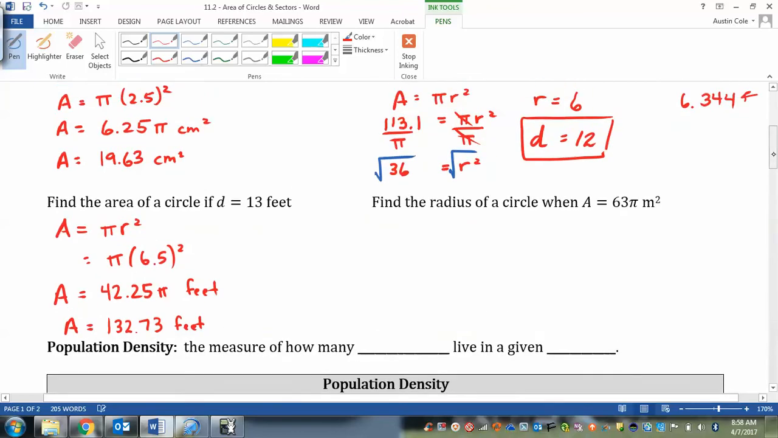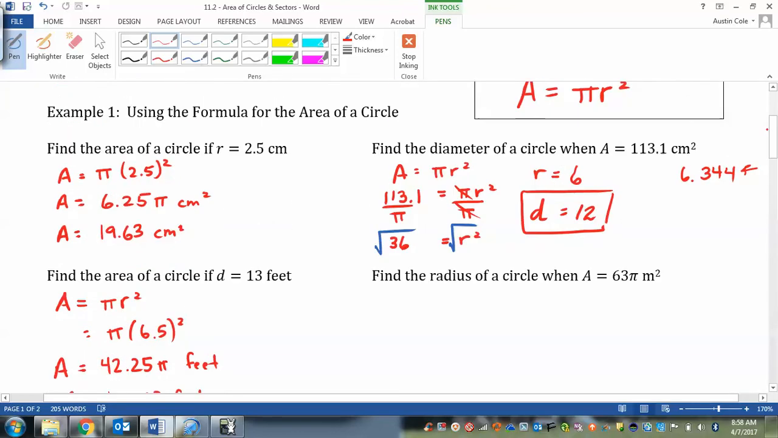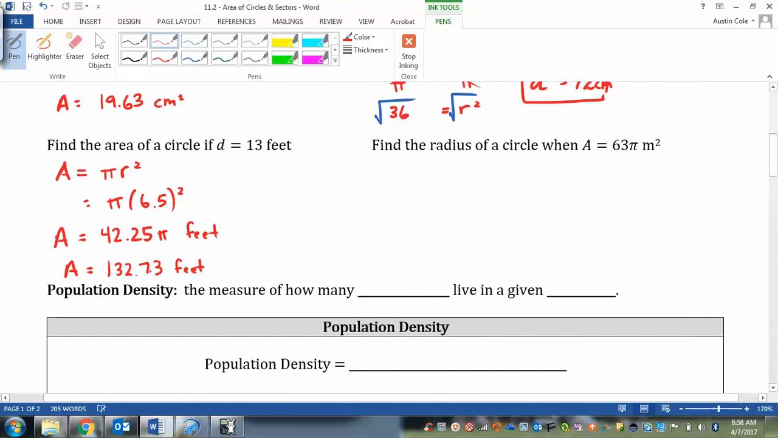Feet. Did I put a label up here? I did not. What's my label? Centimeters. Did I use the right label here? Oh yeah, this better be square feet or feet squared. Anytime you're finding area, it needs to be squared. If you're finding the diameter like we did on the second one, the diameter is not area, so we can just call that a linear measure. We don't need squared.